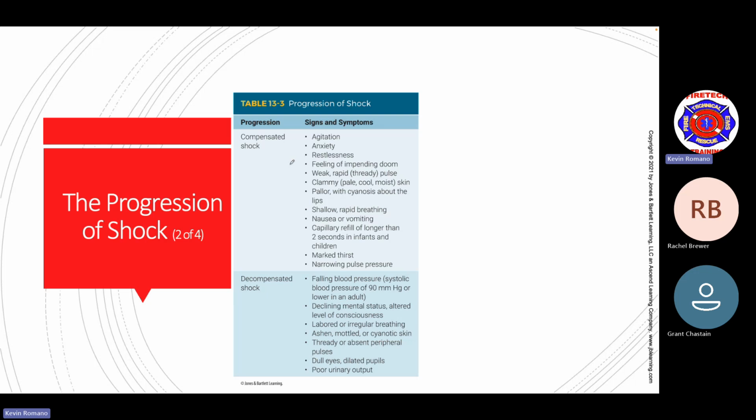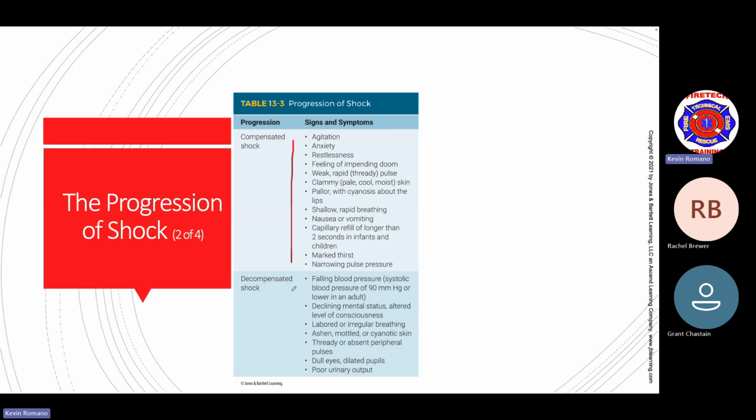Did you notice out of all of these things here, hypotension was never mentioned, right? So when you guys were in EMT school many years ago, you were probably taught that compensated shock means hypotension. That is no longer the case. That was actually a false statement, right?